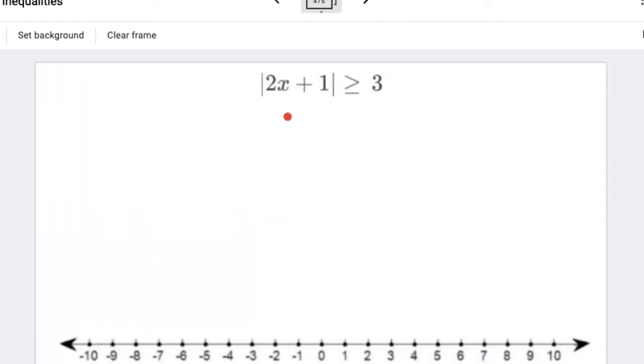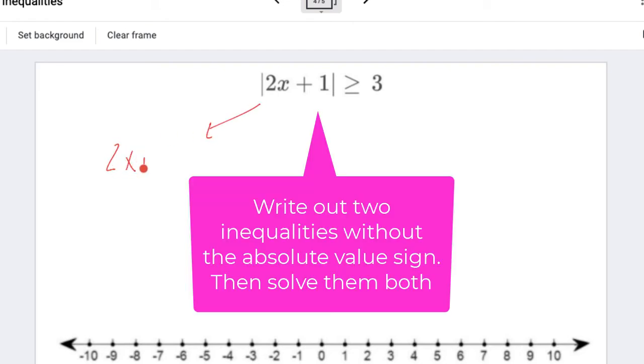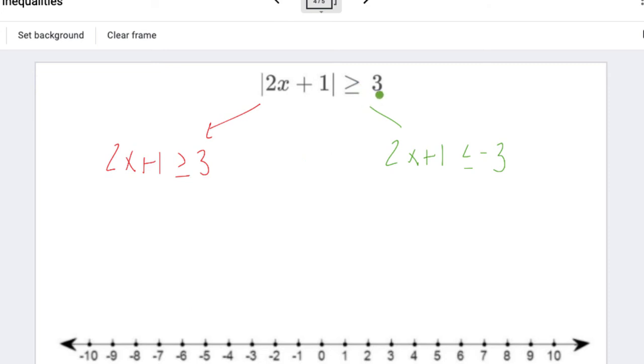All right, let's solve some problems. So the absolute value of 2x plus 1 is greater than or equal to 3. So we need two problems. That means 2x plus 1 is greater than or equal to 3. It also means that 2x plus 1 is less than or equal to negative 3. Based on the last slide, you can see that it's greater than 3, which means this is going to be a union. They're going to be going away from each other. So let's solve these.